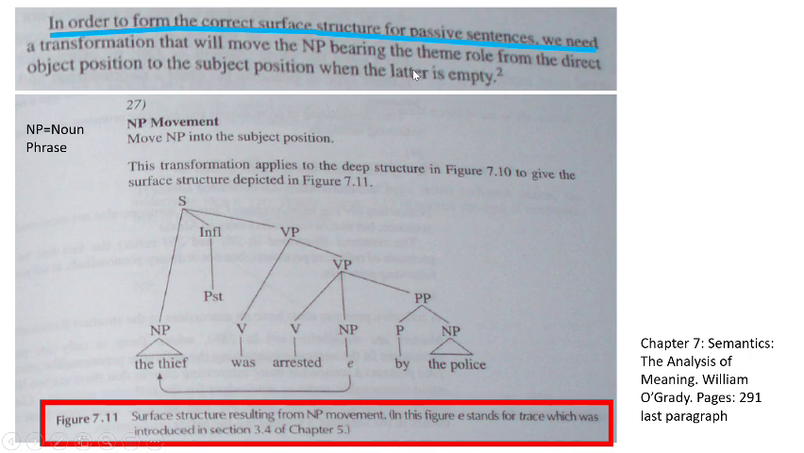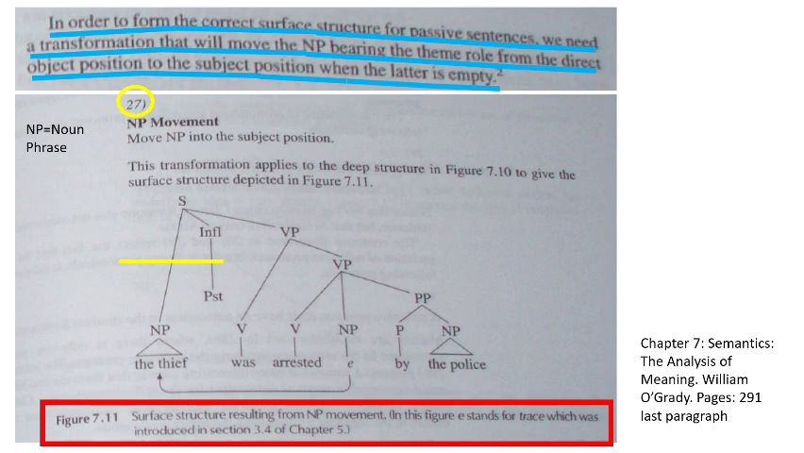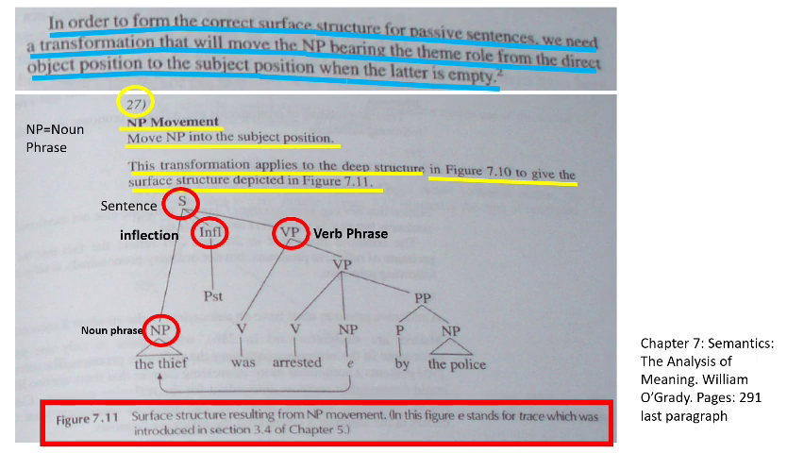Figure 7.11. Surface structure resulting from NP or noun phrase movement. In this figure, e stands for trace, which was introduced in section 3.4 of chapter 5. In order to form the correct surface structure for passive sentences, we need a transformation that will move the NP or noun phrase bearing the theme role from the direct object position to the subject position when the latter is empty. Sentence 27, NP movement: Move NP into the subject position. This transformation applies to the deep structure in figure 7.10 to give the surface structure depicted in figure 7.11.